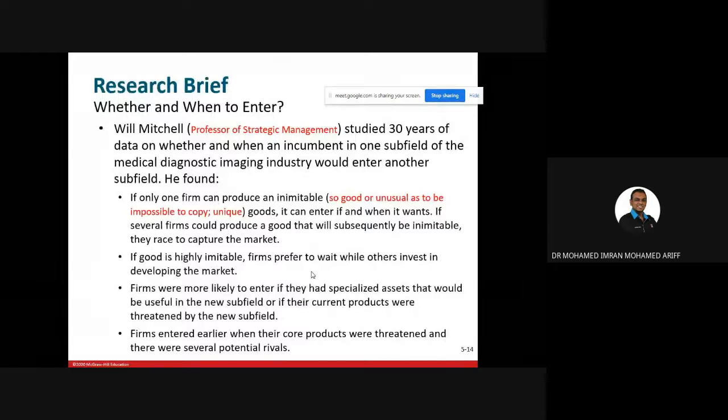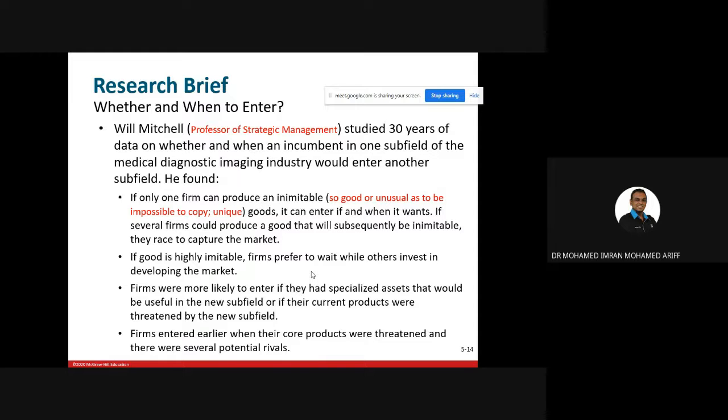All right. So let's look at whether and when. So Will Mitchell, who is a professor in strategic management, he studied 30 years of data lah, and he came up with a few arguments and few suggestions. He said, if only one firm can produce an inimitable good, that means a good that is unusual or impossible to copy, it can enter if and when it wants. So if your company can produce something which is memang tak dapat copy, then you can go in anytime. Kalau it's highly dah boleh copy, then you need to wait for its time.